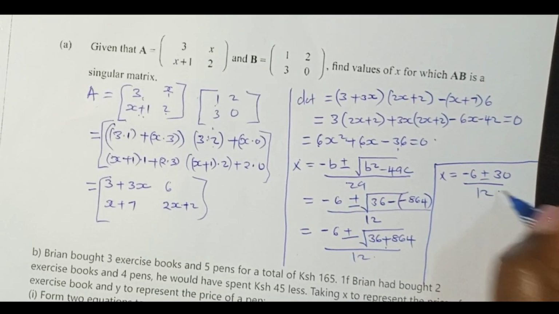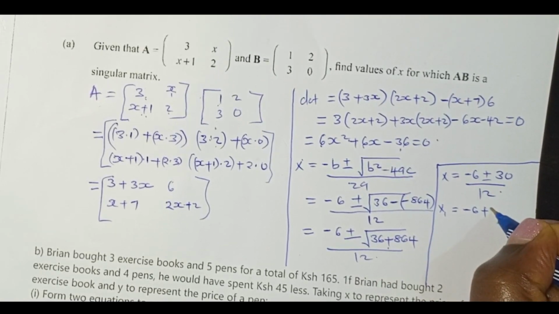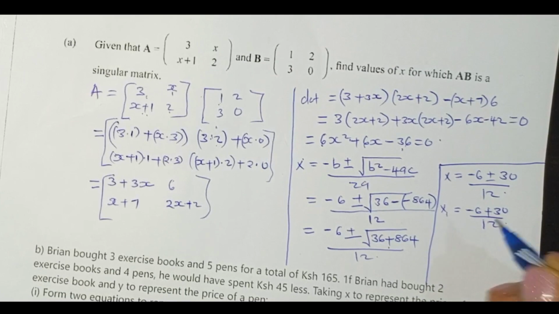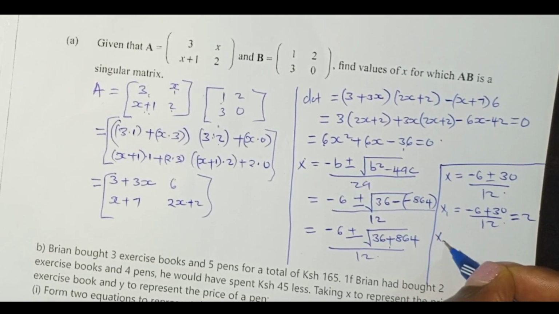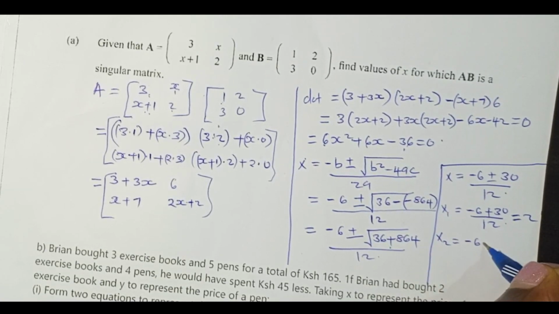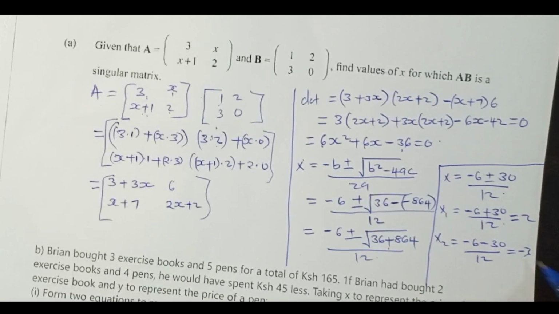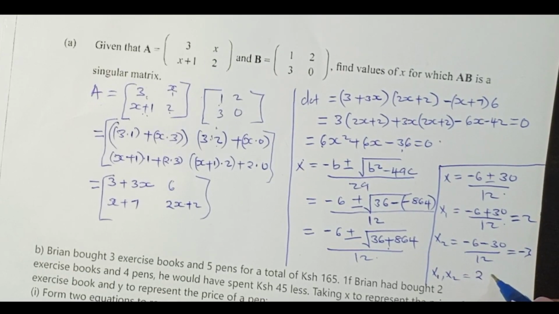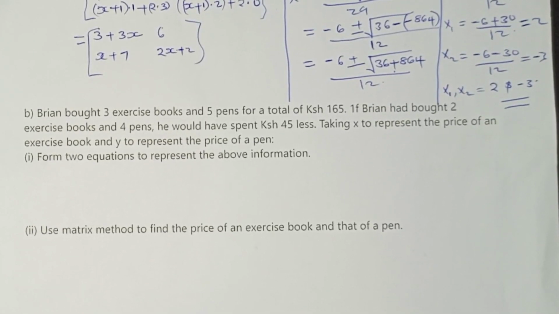divided by 12. So our first x is equal to negative 6 plus 30 divided by 12, which gives us 2. And the second x, we get negative 6 minus 30 divided by 12, which gives us negative 3. So the values of x are 2 and negative 3. So we proceed to the next question.